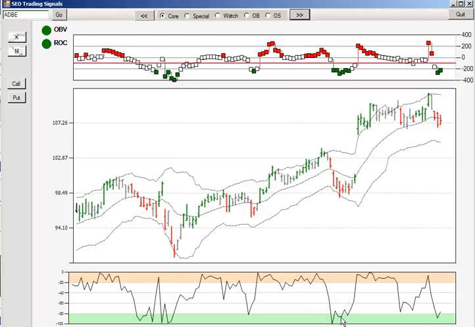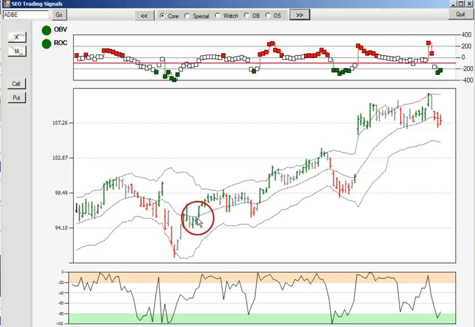The center panel are the price bars, and they're in a Keltner channel. A Keltner channel is a 20-period EMA, exponential moving average, that is enveloped by two ATRs, two average true range distances from the center line.